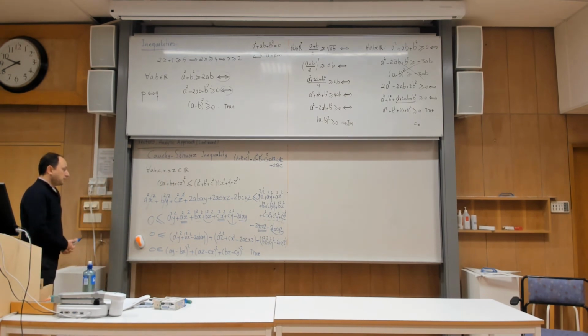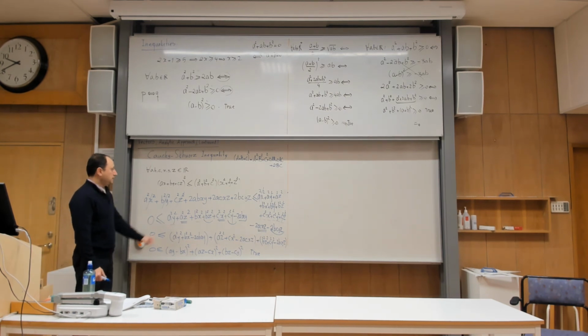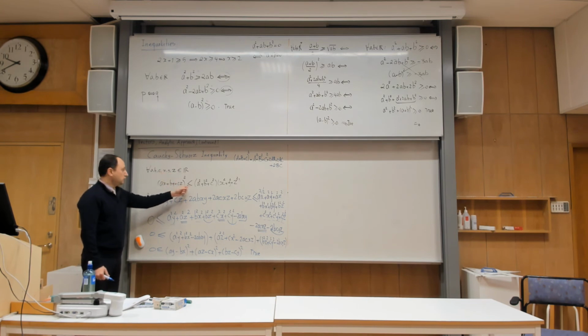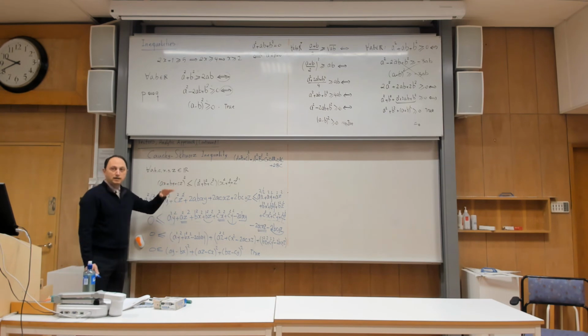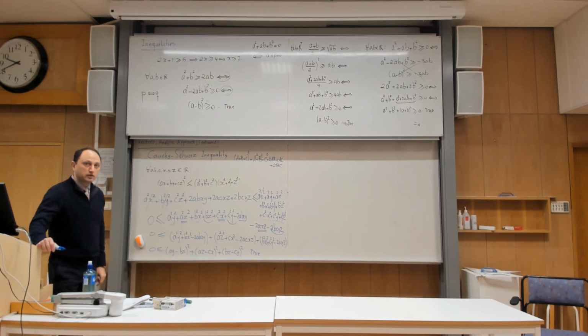Okay, but then let me ask you one question, which is always important. If I give you these 6 numbers, and instead of inequality, I put equality, and I ask you when the equality occurs. Equality occurs if and only if what happens? Can you tell me?